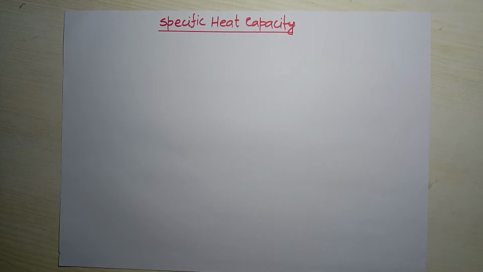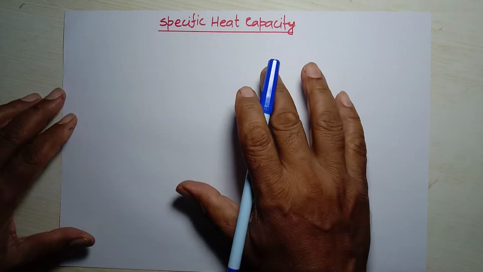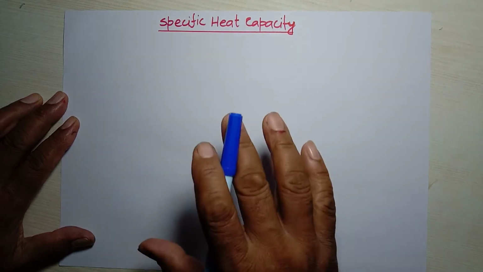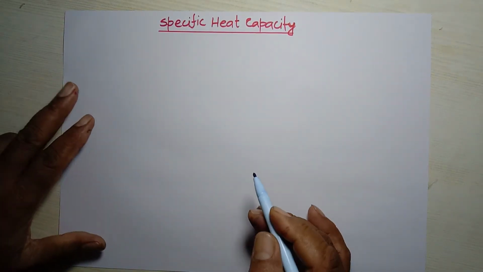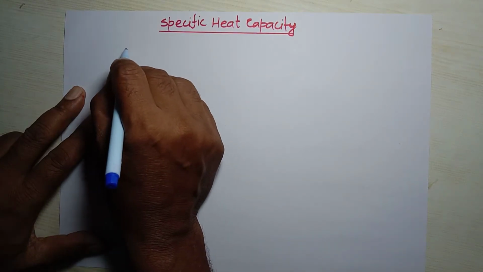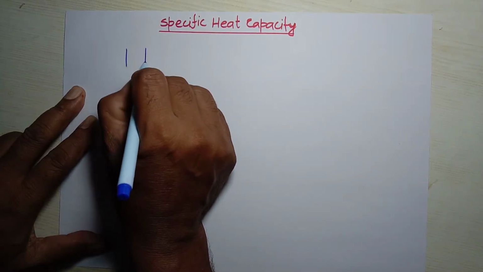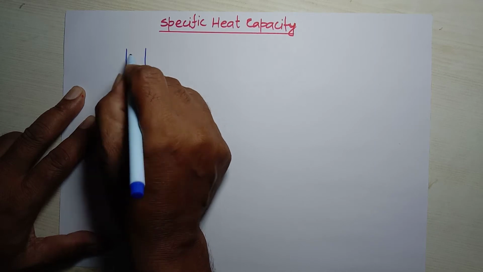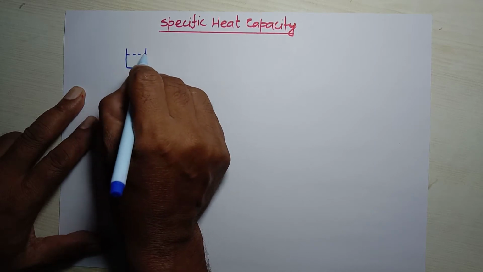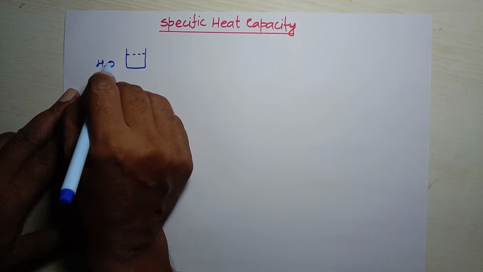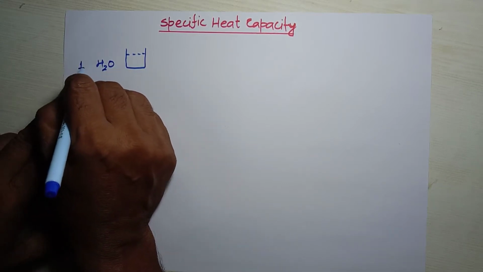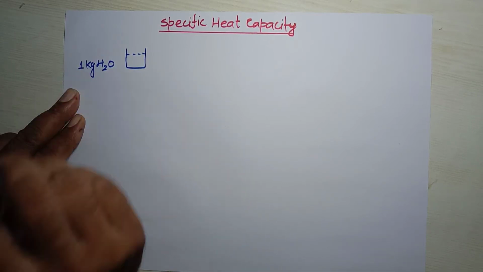Today I'm talking about specific heat capacity, and let's start with an example. Let's say we have taken a vessel and it contains 1 kilogram of water. Water is symbolized by H2O. It is 1 kg of water.